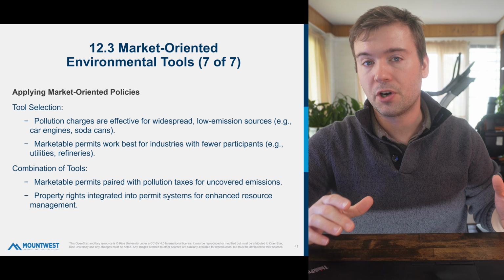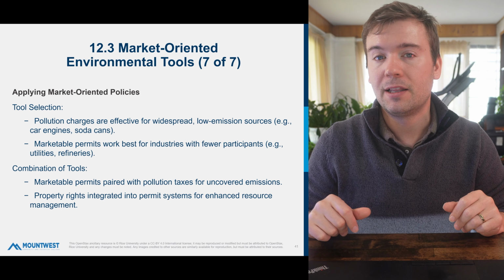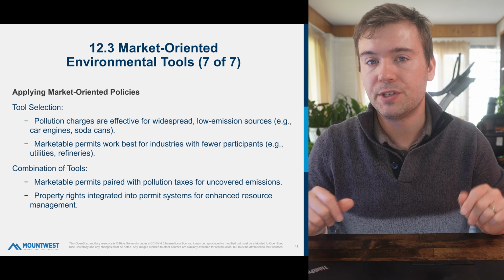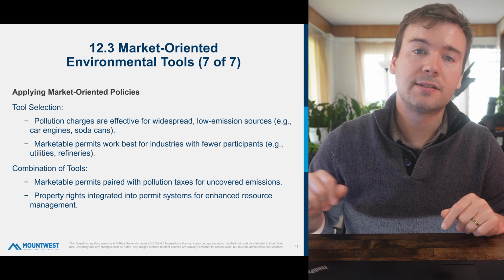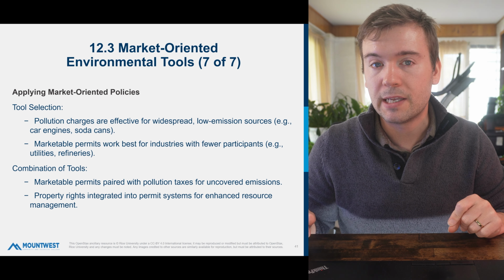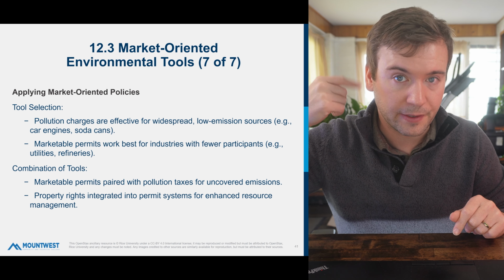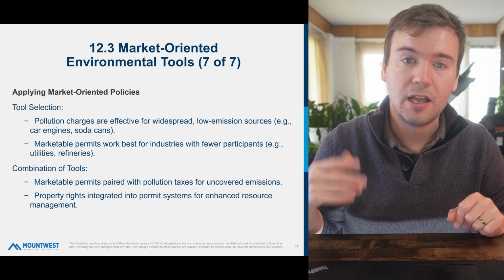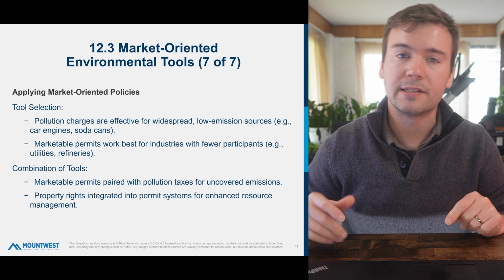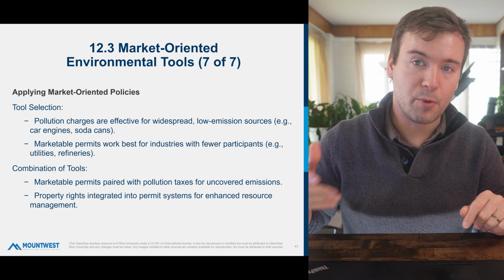For instance, pollution charges might be particularly effective for widespread low-emission sources like car engines or soda cans, where monitoring individual emissions is difficult, but a general tax can create some broad incentives. Marketable permits tend to work best in industries with a smaller number of participants. Think oligopolies and even monopolies like utilities or refineries, coal-powered plants, where tracking and trading permits is a little bit more manageable. We see this in the automobile industry as well.